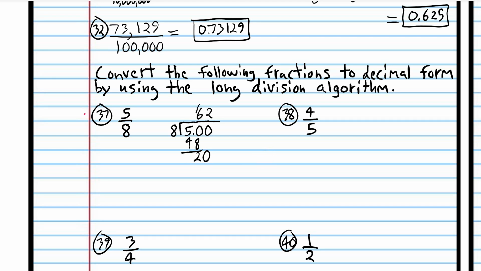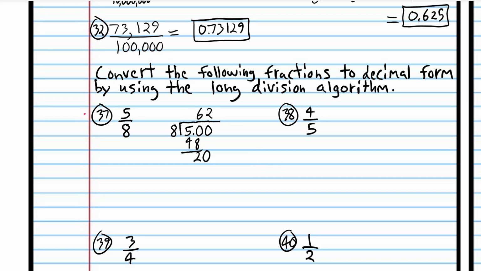And notice how I put the 6 above the 0. I didn't put it above the 5. That's extremely important. I'm dividing 8 into 50, so I have to put the 6 above the last digit of the number I'm dividing into. If you put it over here, you're going to get the wrong answer.